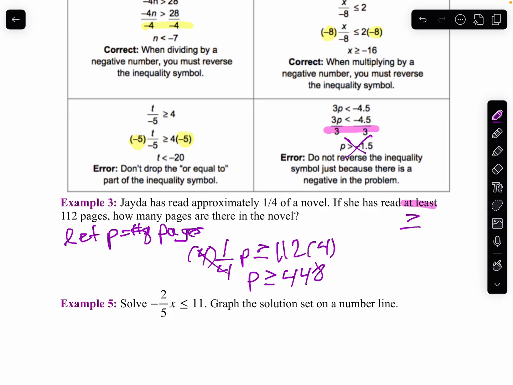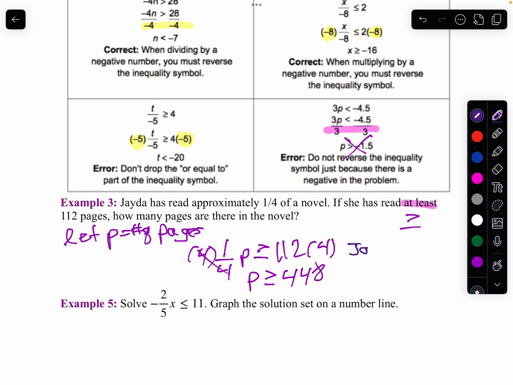So let's write that as a sentence. Jada has read at least 448 pages.